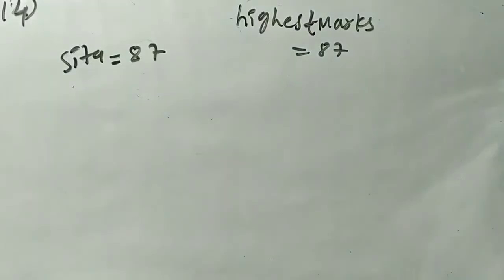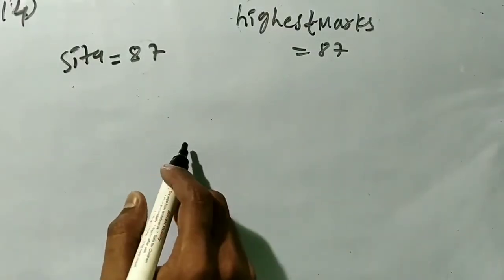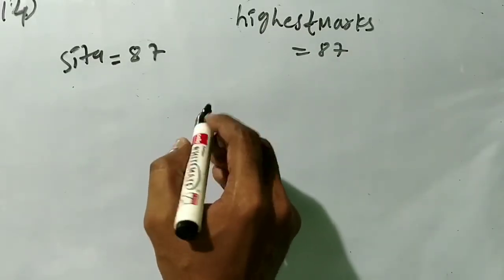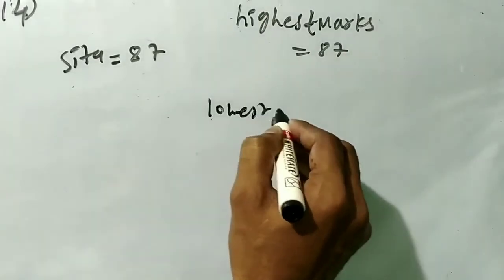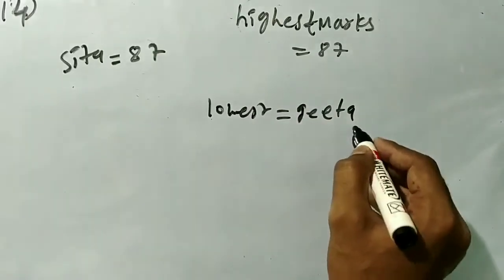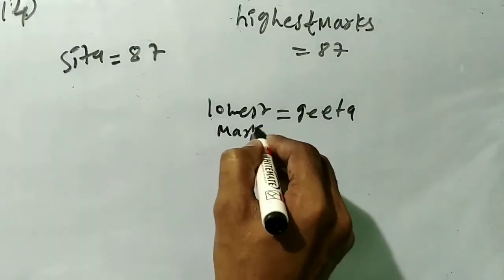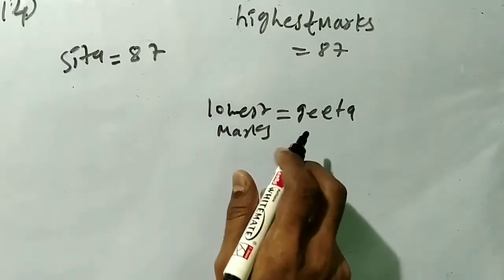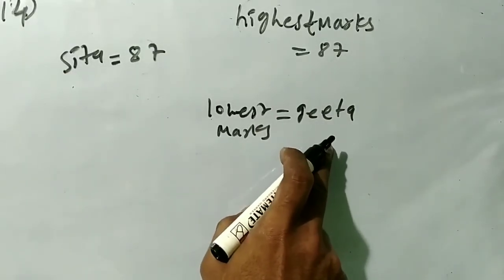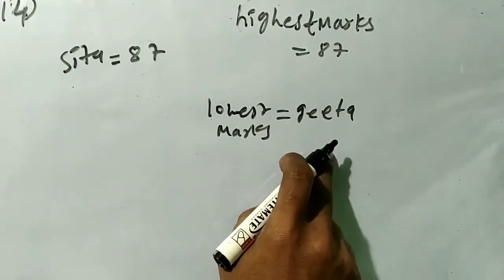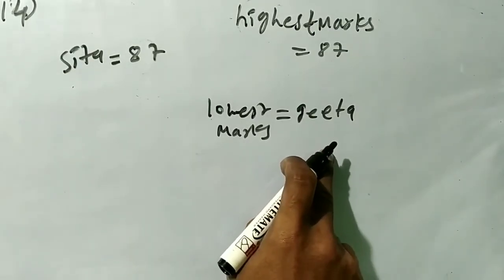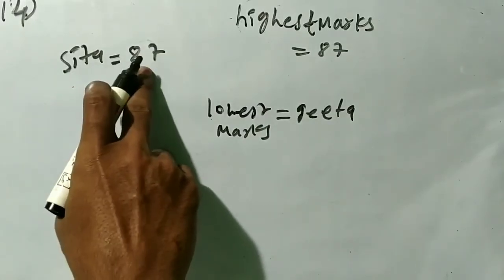So the lowest marks, let's think that Geeta got the lowest marks. The names are not in the textbook, I am just writing them for the example, for the understanding of the student, for understanding of the chapter and the question also. Here Sita got 87, that is the highest marks, and Geeta got the lowest marks.